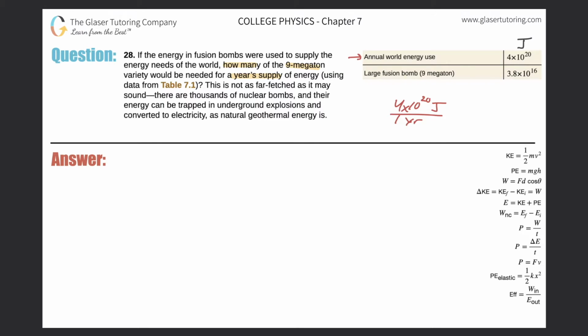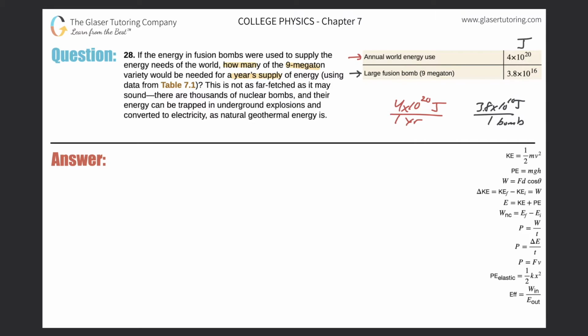And then I'm going to do the same thing now for the second category here. One large fusion bomb, or 9 megaton fusion bomb, produces 3.8 times 10 to the 16 joules. So I'm going to write that 3.8 times 10 to the 16 joules is produced per one bomb. Okay, so these are my two factors.